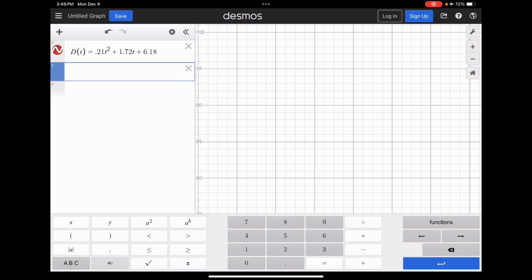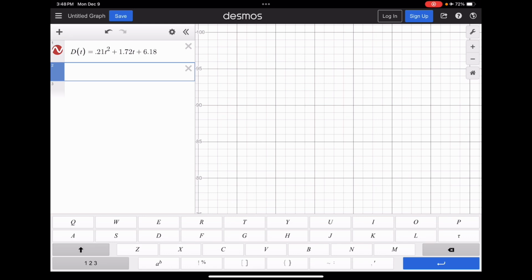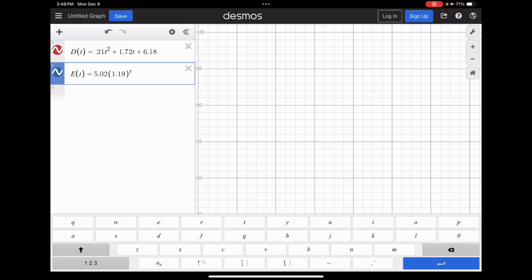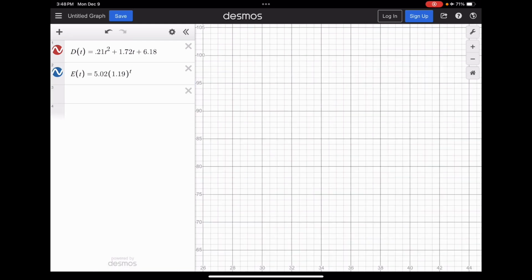There we go. And then I've got to do E of T. E of T equals 5.02 times 1.19 to the T power. Okie dokie, so I have them graphed. I need to zoom out.